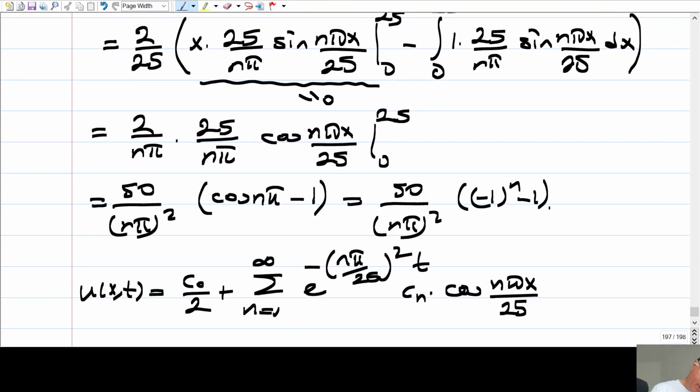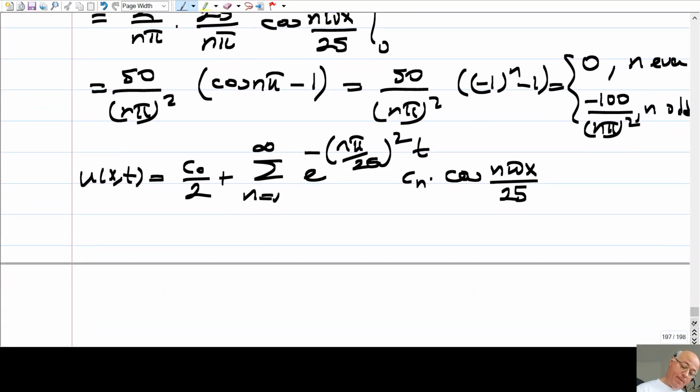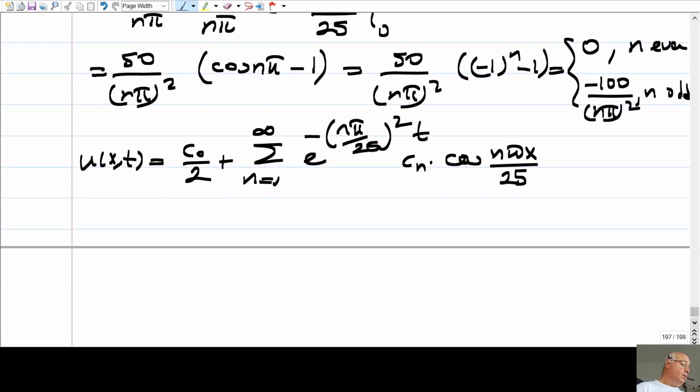İsterseniz bunu şöyle de yazabiliriz. Tek çift sayıysa burası 0 olacak. And even. Tek sayısı eksi 1. Dolayısıyla burası eksi 100 bölü n pi squared. And odd. Okay. All right.